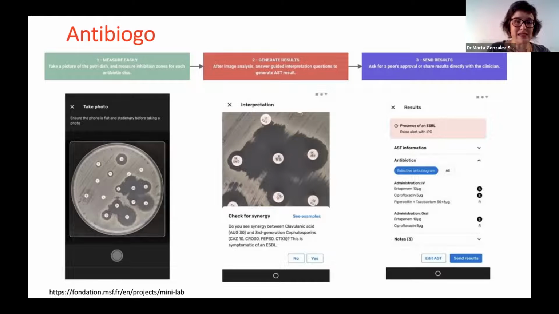And from the plate, it will say, I have some questions for you. And it'll say, oh, can you see the synergy between the clavulanic acid and the 3rd generation cephalosporin? This looks like an ESBL. And then it will help you produce a report that you can still edit and modify as appropriate. But it's something that we really think might help people with less training to do a better reading of the plates.